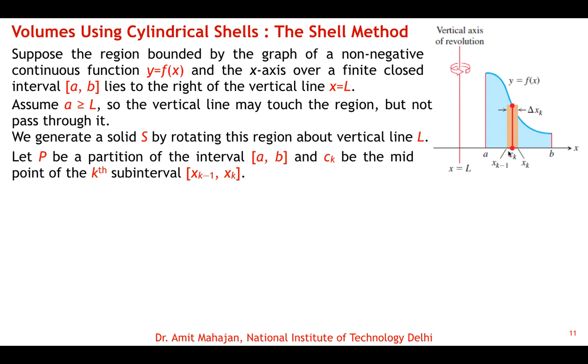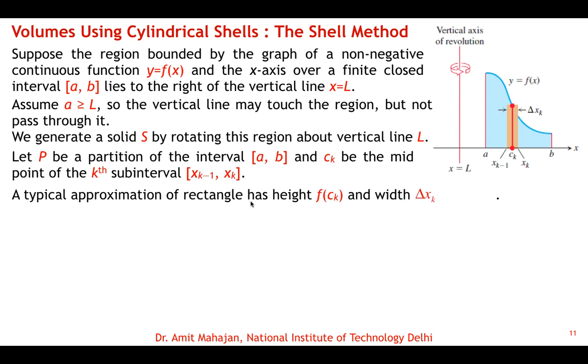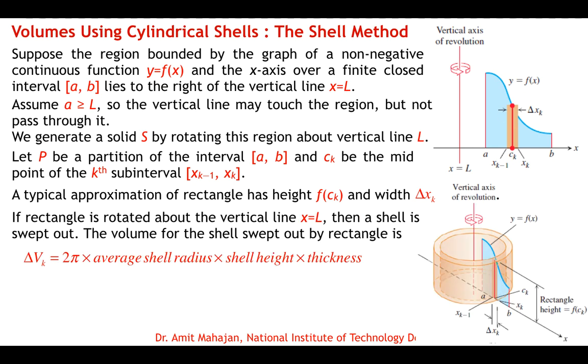With this width, if we draw a rectangle of height f(ck), then when this whole region is rotated, this rectangular region will rotate to generate a cylindrical shell. A typical approximating rectangle has height f(ck) and width delta xk. If the rectangle is rotated about the vertical line x = L, then a shell is swept out. You can see that this rectangular region, when rotated about this line, will generate this cylindrical shell.